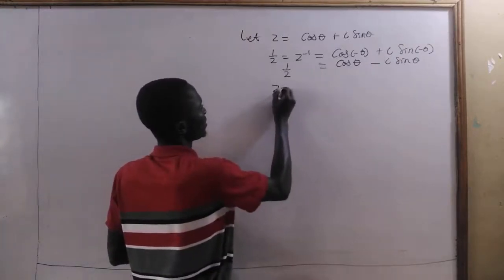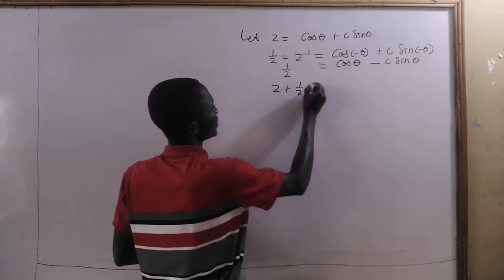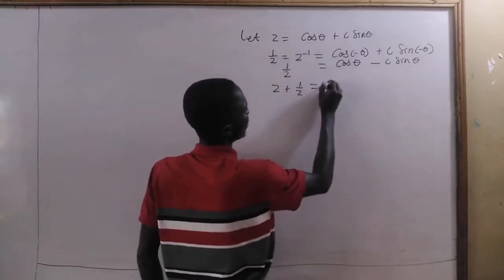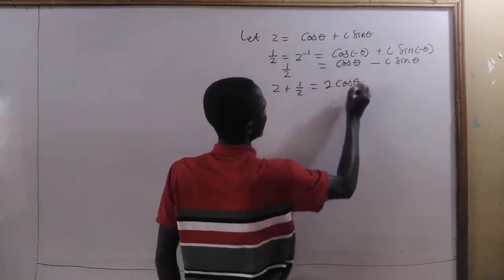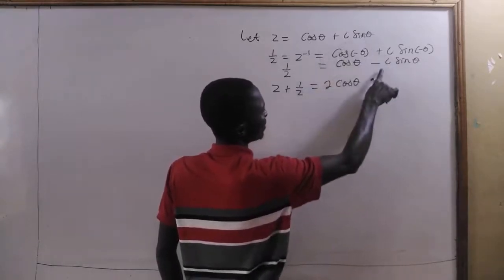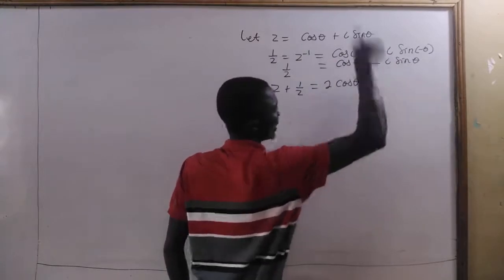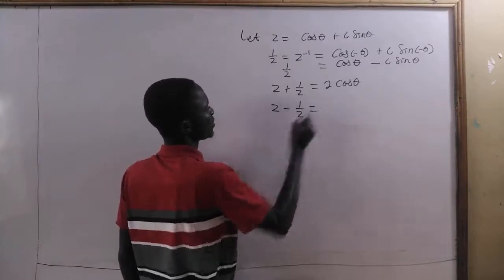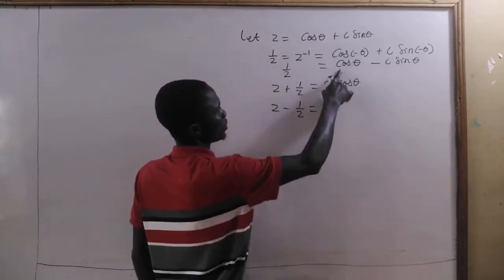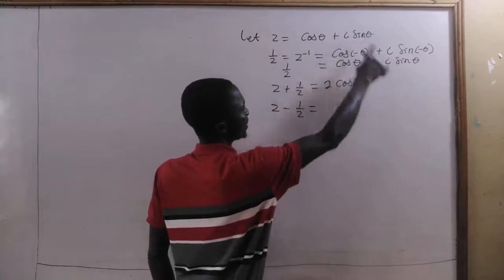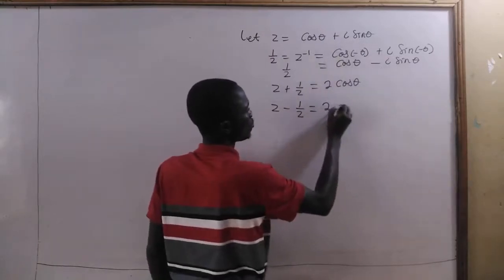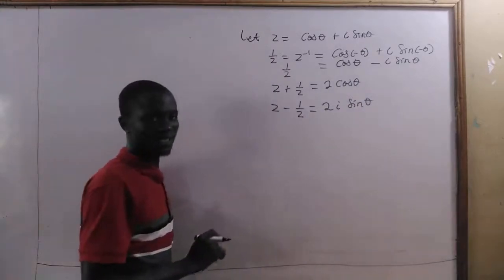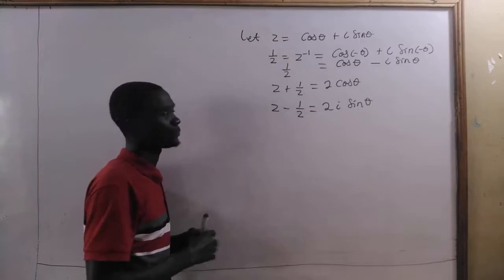Now, we can define a very nice formula here. Let's find z plus 1 on z. That is cosine theta plus cosine theta, which gives us 2 cosine of theta. i sine of theta plus minus i sine of theta will be 0. If we take z minus 1 on z, cosine theta minus cosine theta gives us 0, and i sine of theta minus i sine of theta gives us 2i sine of theta. Please take note of this. Very simple. We are going to use it here.